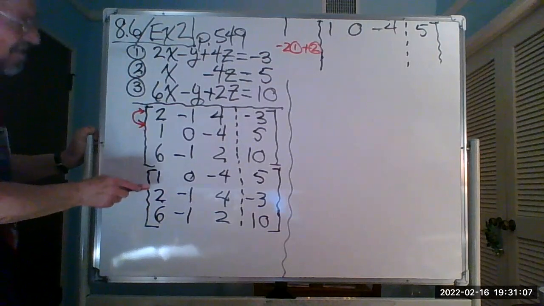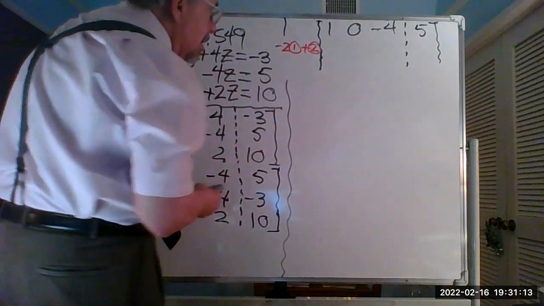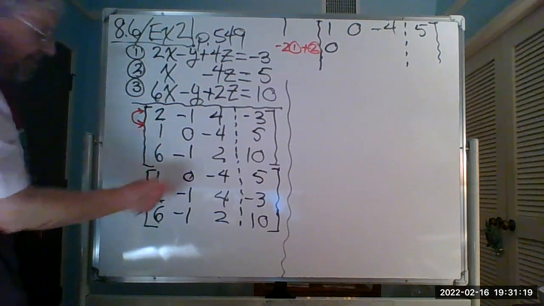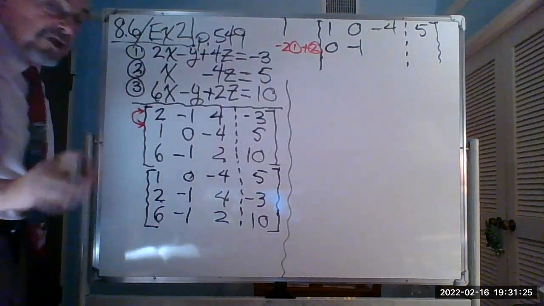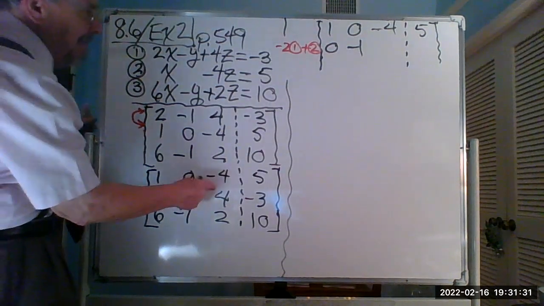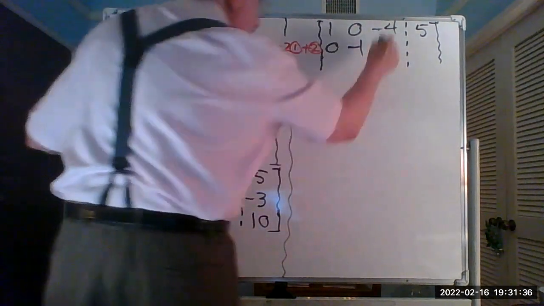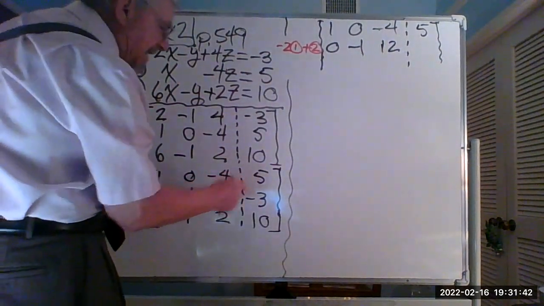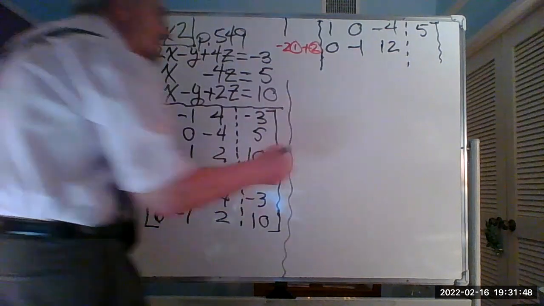So I'm going -2 times +1 is -2 plus 2 is 0. So now I got my 0 right there. -2 times 0 is 0 plus a -1 is -1. Notice we always just do multiplication and addition. That's all we're doing. Now I got -2 times -4 is a +8 plus 4 is 12. -2 times 5 is -10 plus a -3 is -13.